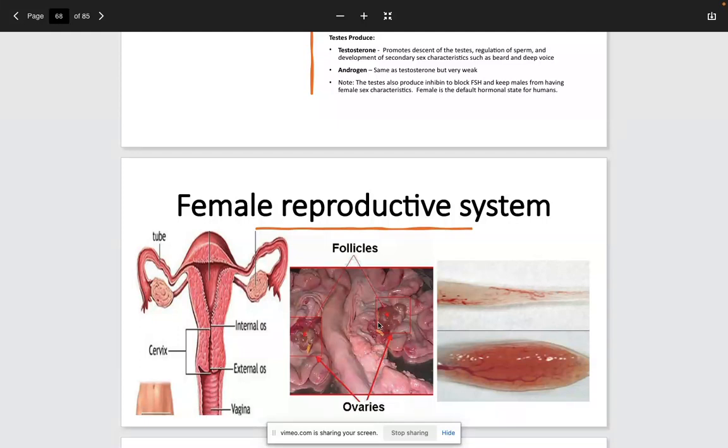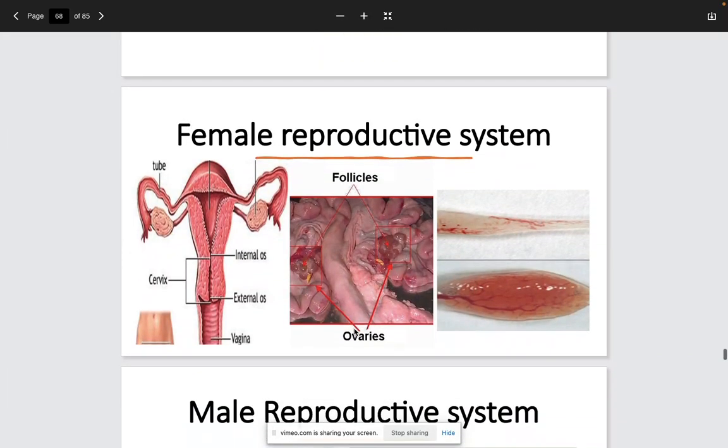Here it's just showing you follicles. Here's the follicle present within the ovary. Here are ovaries. Important to know that ovaries should not be palpable on physical exam. If they're ever palpable, chances are there's a cancer or something going on.